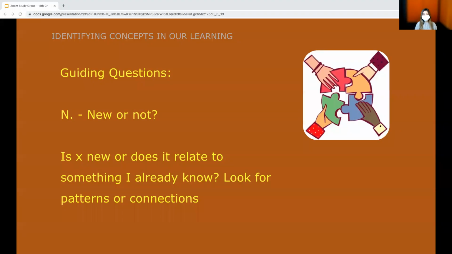So again, the guiding question behind N is new or not. So when we learn concepts, we're able to build on past concepts that we've learned before. So this is conceptual learning, and it's all about making those connections between the different ideas and being able to apply them to a range of situations.